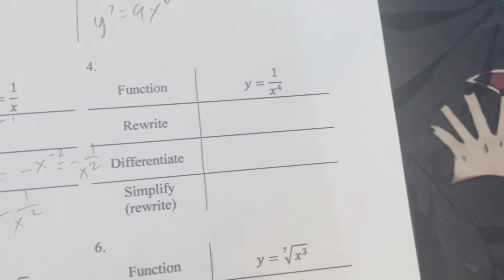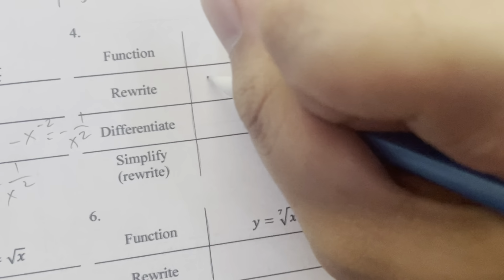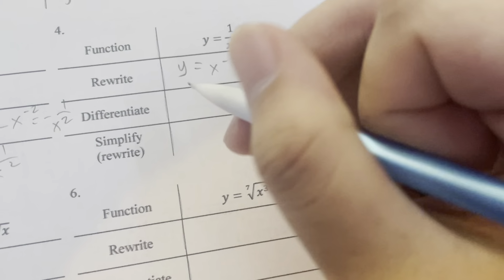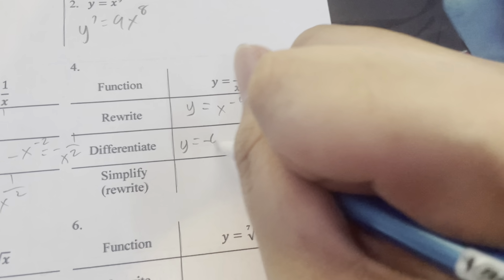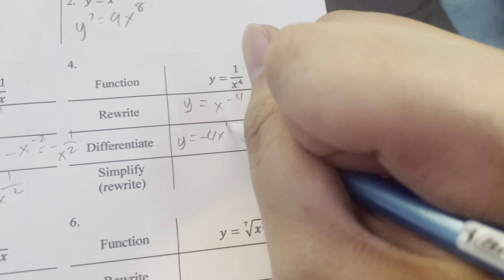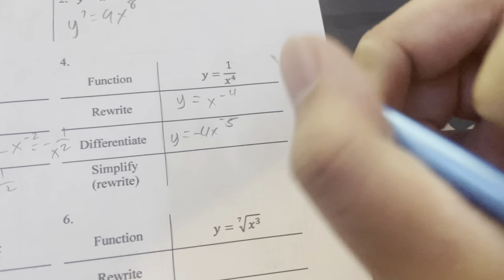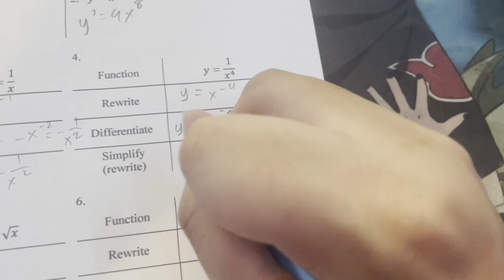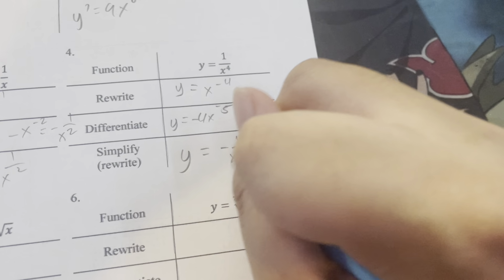If the function is y equals 1 over x to the power of 4, we rewrite it as y equals x to the power of negative 4. Apply the power rule to differentiate. So y prime equals negative 4x to the power of negative 5. And then we simplify, and that is y prime equals negative 4 over x to the power of 5.